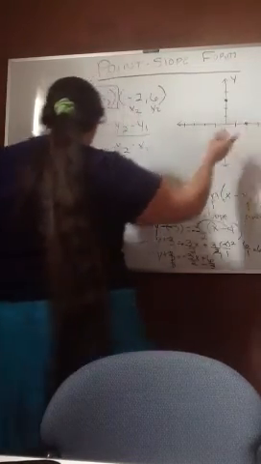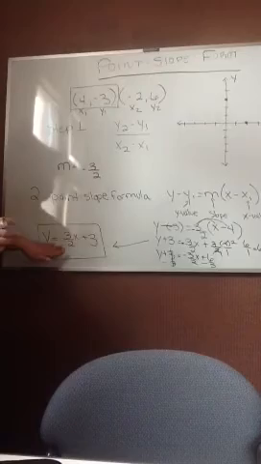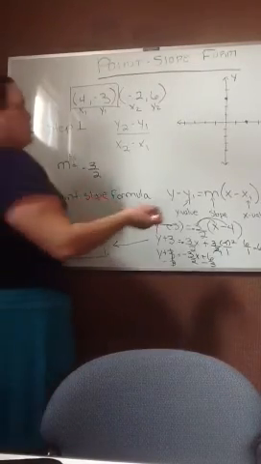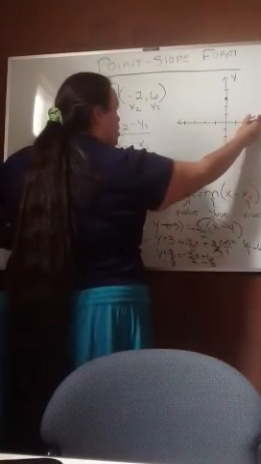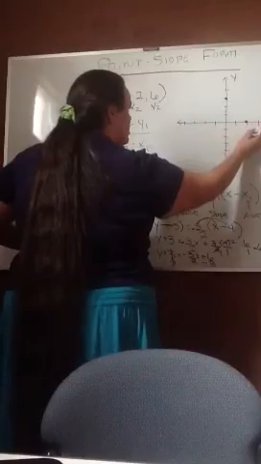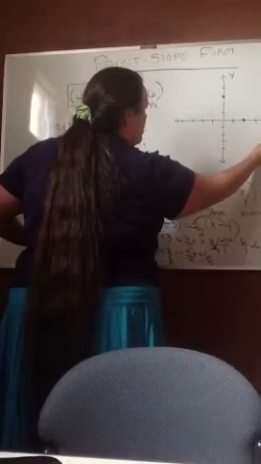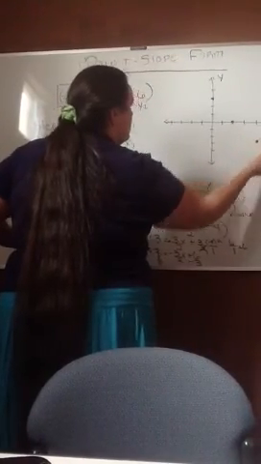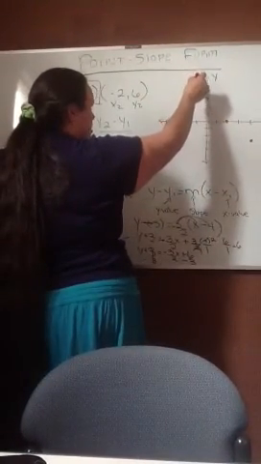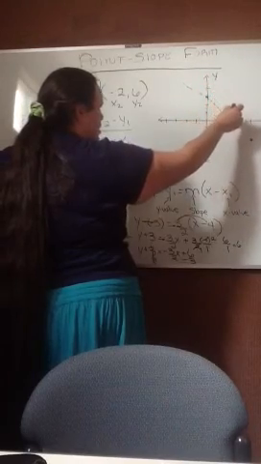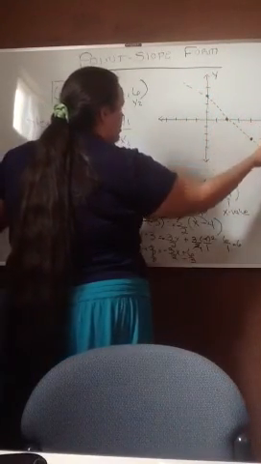And you can use your slope several times. Most lines call for 3 plotted points. So from this point, you can drop another 3, 1, 2, 3, and over 2, to make your third plotted point. And now you have your line.